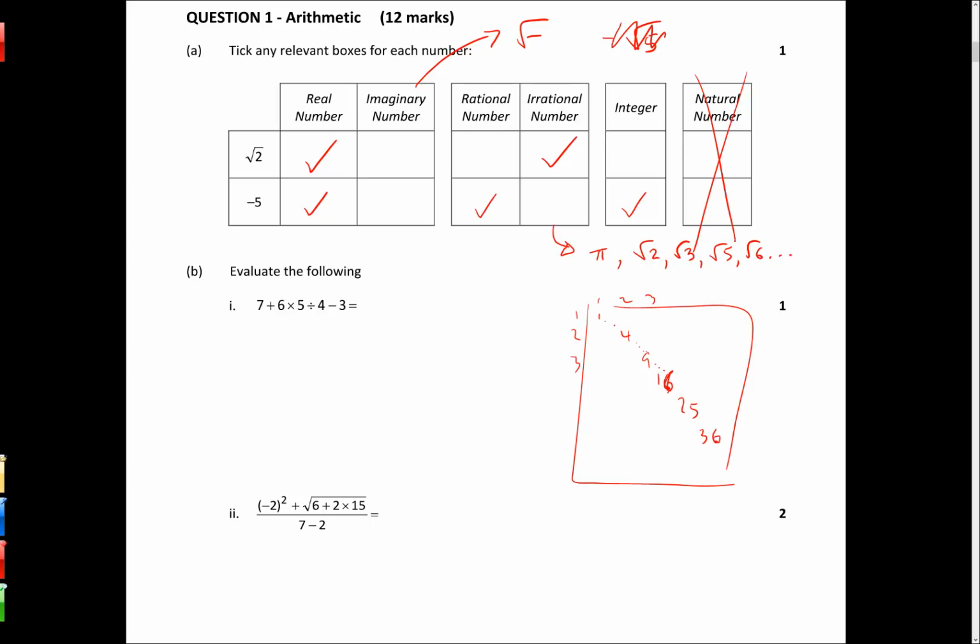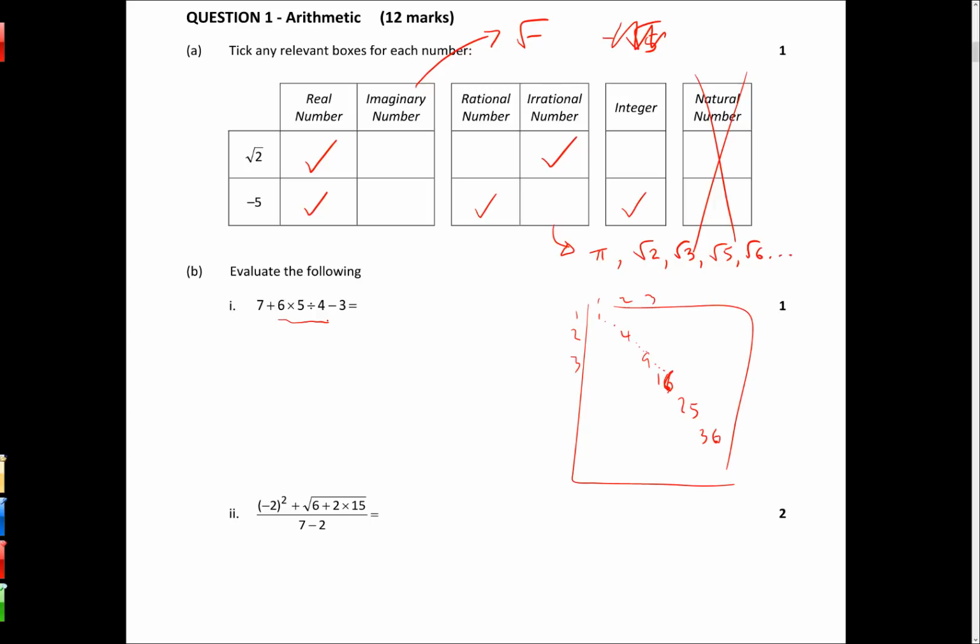Okay. Evaluate the following. Well, 7 plus 6 times 5 divided by 4 minus 3. It's BODMAS, which says do your brackets first. Got none. Do your orders, or your powers, your square roots. Got none. Okay, do your multiplications and/or divisions. So this is my middle bit. This is my most important bit.